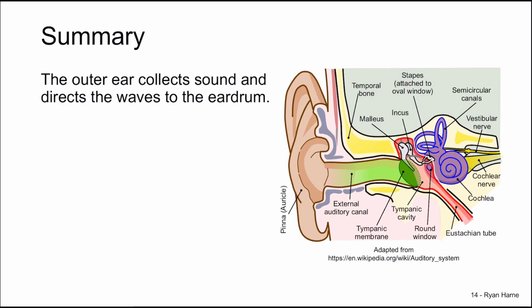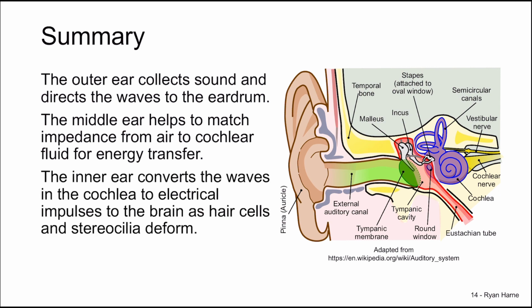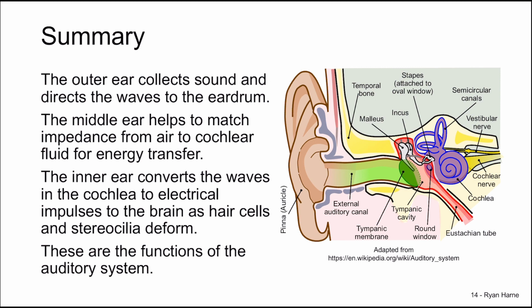So to summarize what we have learned about the ear so far, the outer ear collects sound and directs it to the eardrum. And once at the eardrum, the middle ear goes into action. And this helps to match the impedance from the air to the cochlear fluid for better energy transfer. And once the middle ear excites the oval window, acoustic fluctuations pass through the scala, and this is converted into electrical impulses as the stereocilia deform between the tectorial membrane and the basilar membrane. These are the functions of the auditory system, which are central to our hearing sense.